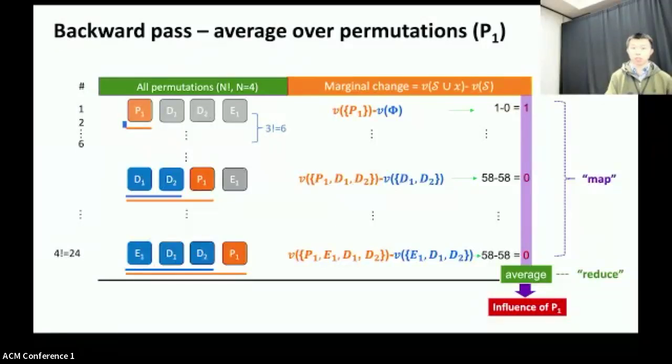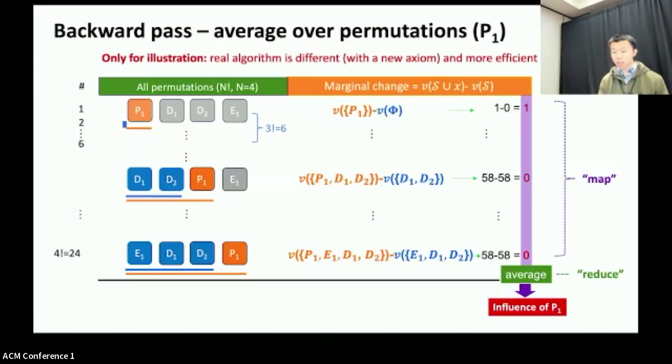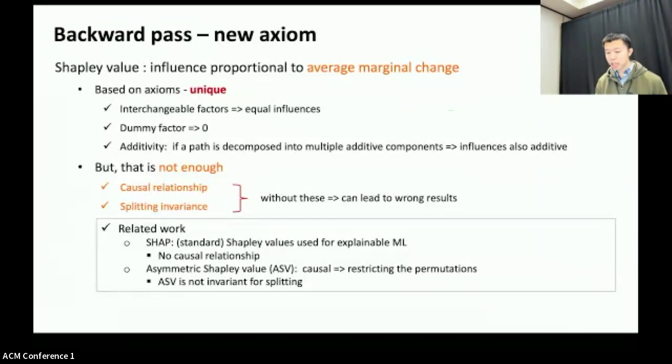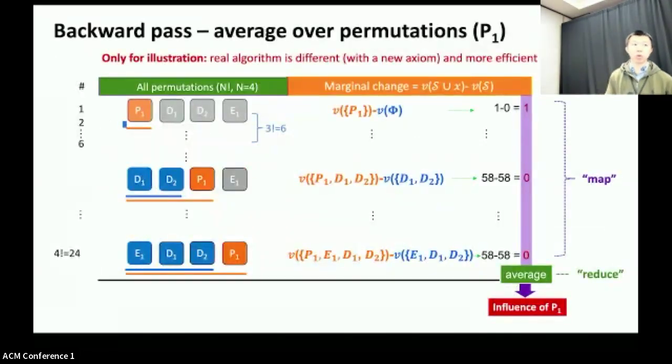However, we might have multiple abnormal factors that are possibly the root causes. So we need to consider that these root cause factors may happen in arbitrary order. So here we consider all possible permutations, calculate the marginal change introduced by some abnormal factor, and calculate the average to be its influence. Is that intuitive? If that is not intuitive, I would say this is just the definition of the so-called Shapley value.